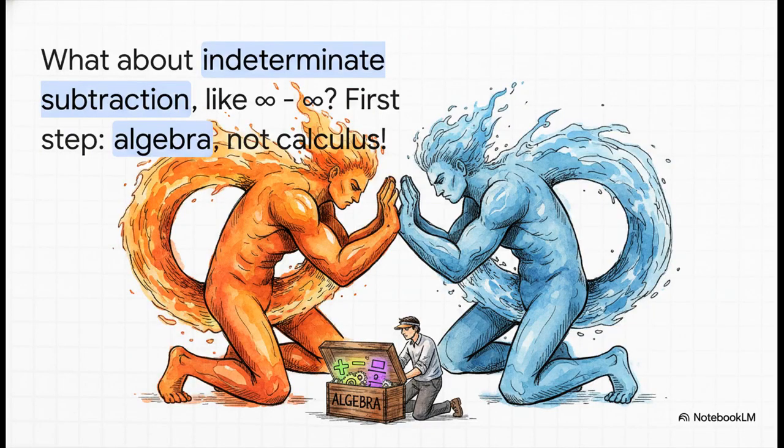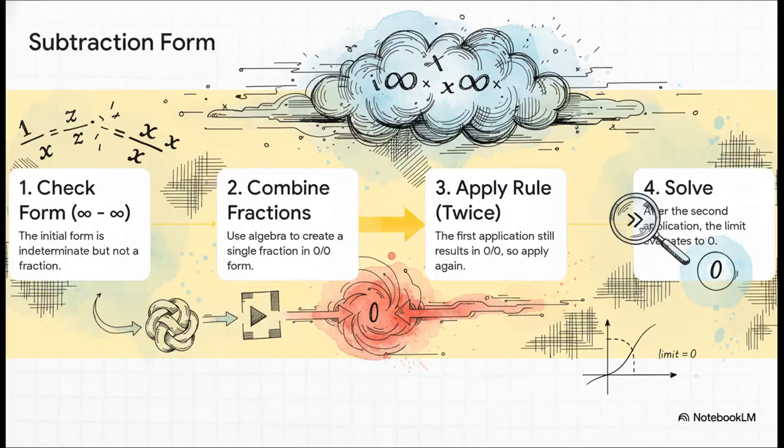Let's do one more type. How about indeterminate subtraction, like infinity minus infinity? This one needs some good old school algebra before we can even think about using our fancy calculus shortcut. So for this limit, 1 over x minus 1 over sine x, we've got an infinity minus infinity situation. Our first move here is algebra, not calculus. We have to find a common denominator and combine these into a single fraction.